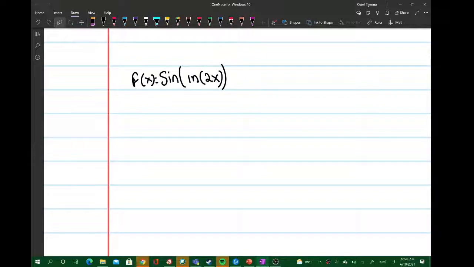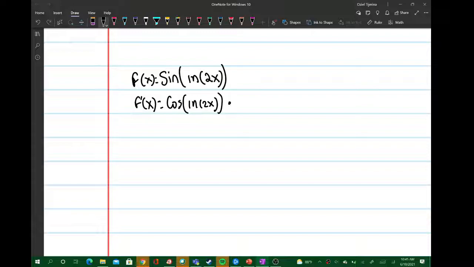So basically, the way that I would do it is, f prime of x is going to be, and let's just look at the function sine of something, right? What is the derivative of sine of something? Well, that's going to be the cosine of something. So whatever that something is, we just put it in: cosine of ln of 2x, times, and then we look at the inside. We have the ln of 2x.